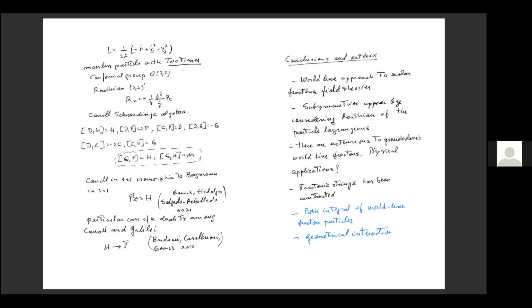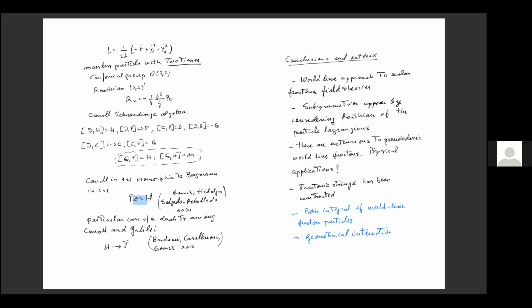This is because in 1+1 dimensions there is an isomorphism between the Carroll algebra and the Barman algebra. The isomorphism comes from changing P into H. For example, we were using this fact in a more general case of the Newton-Hooke algebras that are associated to the harmonic oscillator, in this paper with Diego and Patricio.